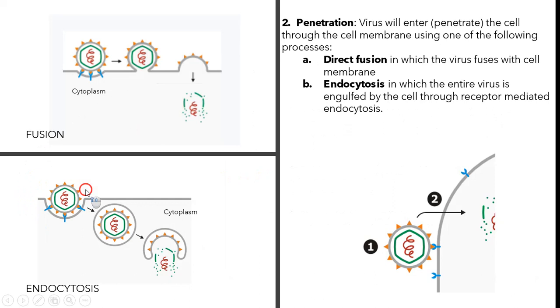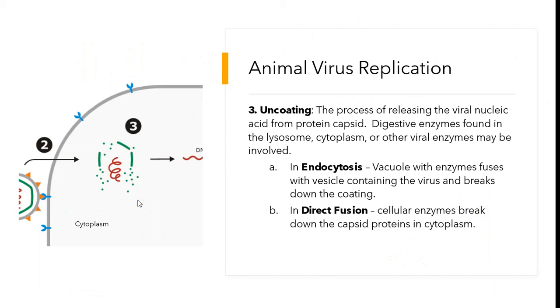Now, because the virus comes in 2 different ways, the process of uncoating occurs in 2 different ways. I'm flipping between the slides back and forth here. Just like we brought in the virus through direct fusion and endocytosis, we're going to uncoat it accordingly. In both cases of uncoating, the host enzymes go in and start to digest the proteins that make up that capsid.